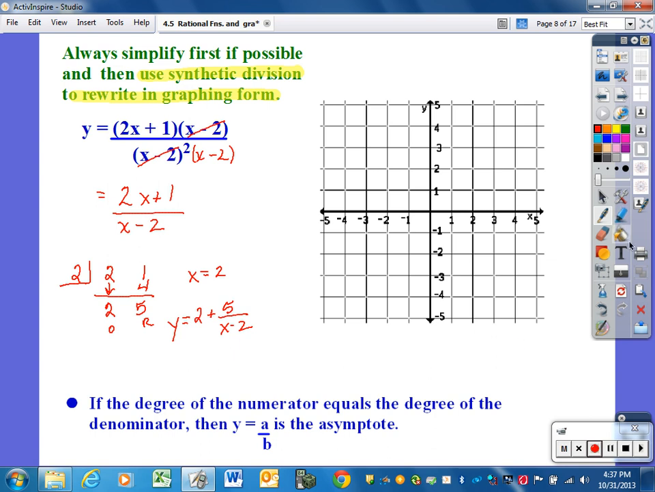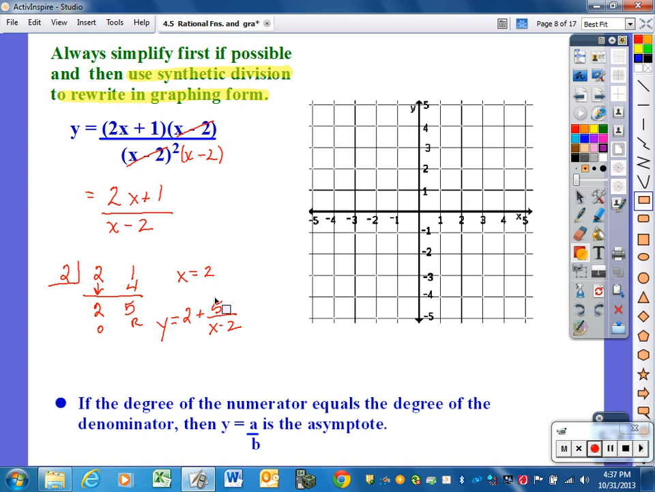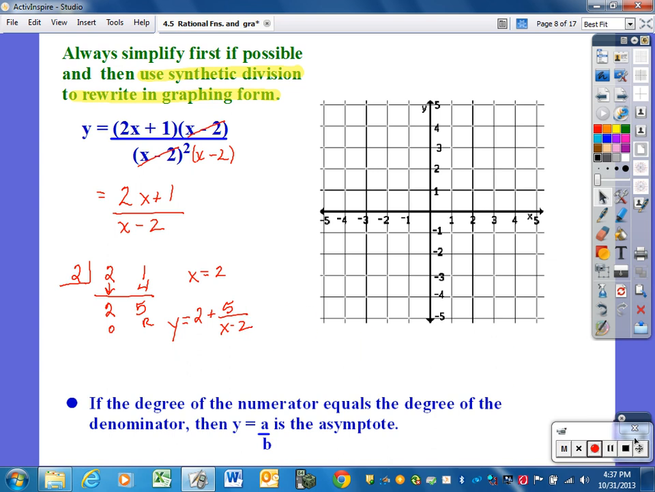Now, does this model the parent function? Oh, that didn't work very well. But if I take away my minus 2 and my 2, 5 over x, or 5 times 1 over x, so yes, I do have my parent function. So this is what we're going to use to graph it.